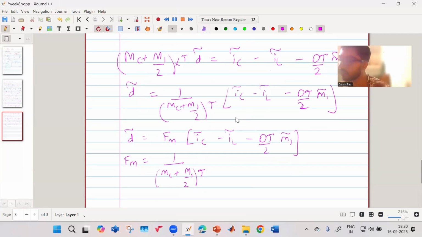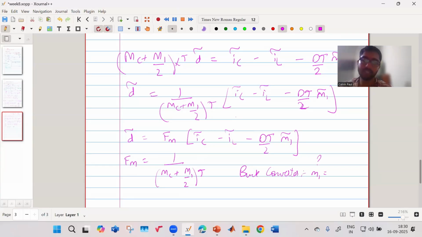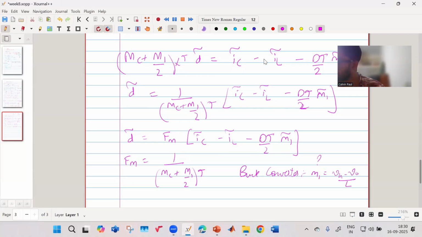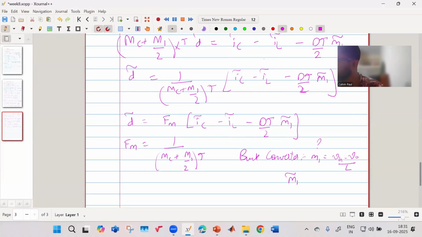So for a buck converter, what is your m1? Can you tell me? Vn minus V0 by L. Okay. It is Vn minus V0 by L. So what will be your m1 per term? Vn per term minus V0 per term by L.